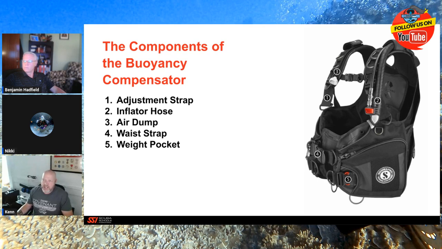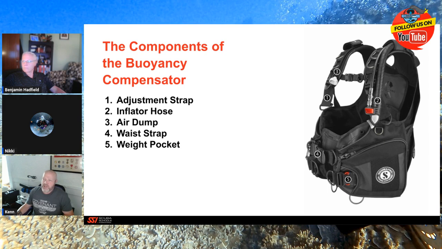So I don't know if you can see the numbers real well here. So number one, this is the adjustable strap. And so that's your shoulder strap. You pull those down, tightens up the BC on you, makes it so it doesn't slide around and move, which is really important. If your BC is slipping and sliding on you while you're underwater, you're not going to be able to maintain your buoyancy. You're going to be really uncomfortable and not have a good time.